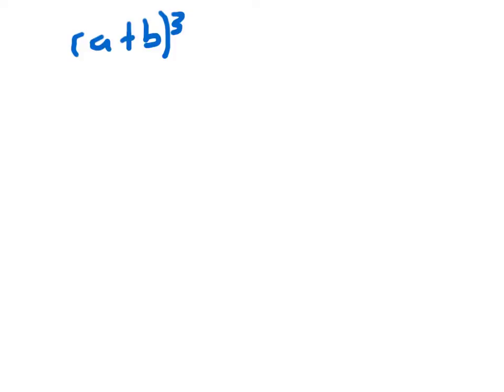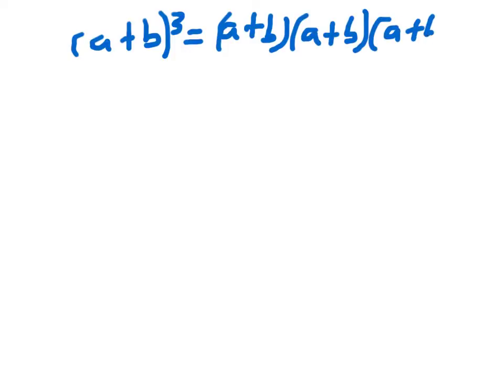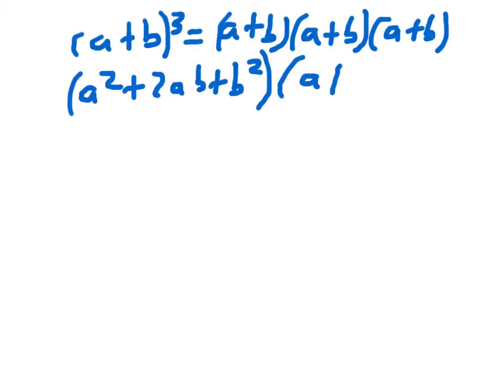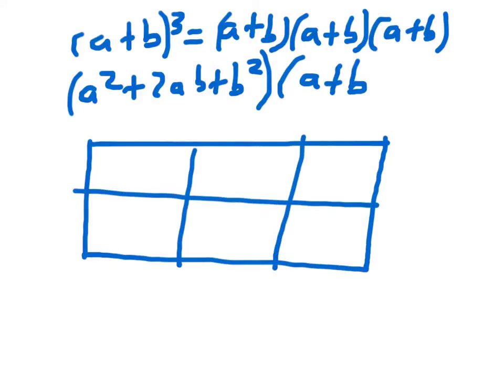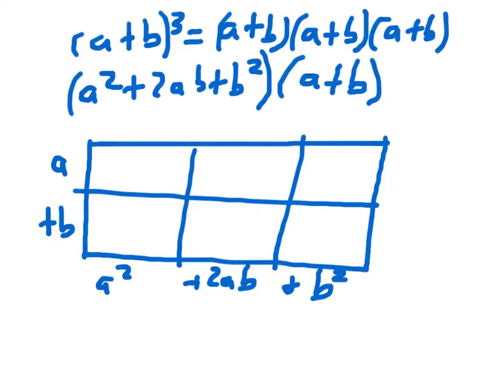Now let's take a look at a plus b cubed. Remember, that means a plus b times a plus b times a plus b. Well, we just found out from the previous problem that a plus b times a plus b is a squared plus 2ab plus b squared. So I'm going to take that answer and multiply it by another a plus b, which again requires a generic rectangle. A little bit more complicated than the previous problem, but still can be done. So a plus b, and then across the bottom a squared plus 2ab plus b squared.